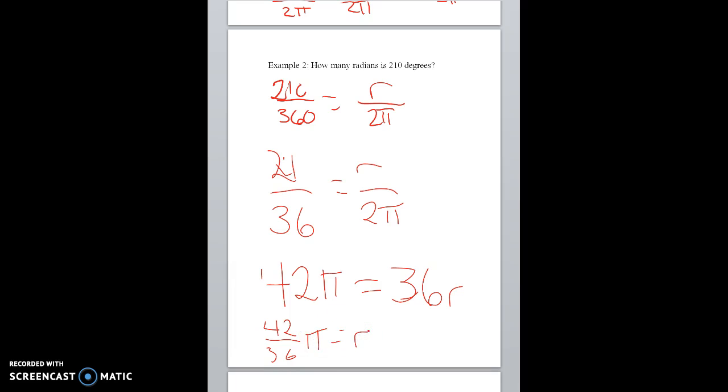And when you reduce 42 over 36, both of those are divisible by 6, so you get 7 pi over 6 radians is equal to 210 degrees. And that's how you do that problem.